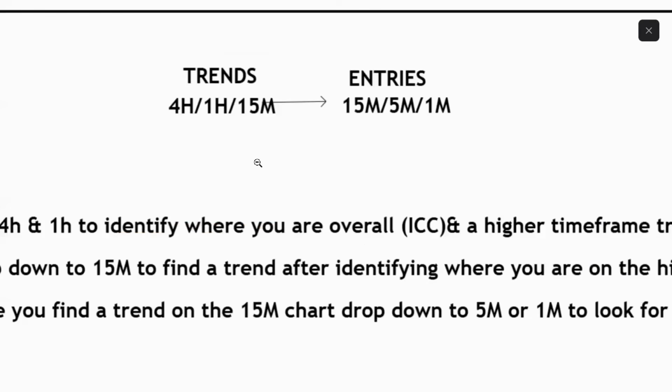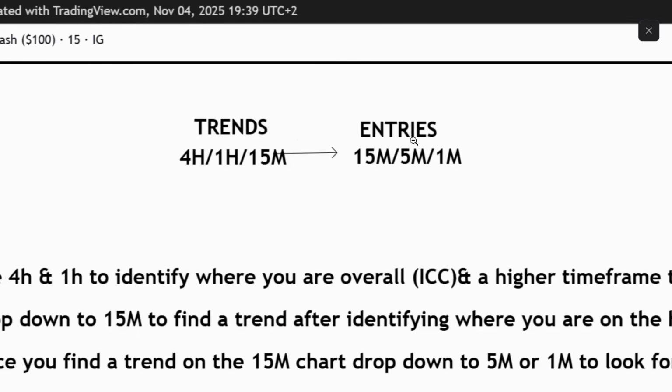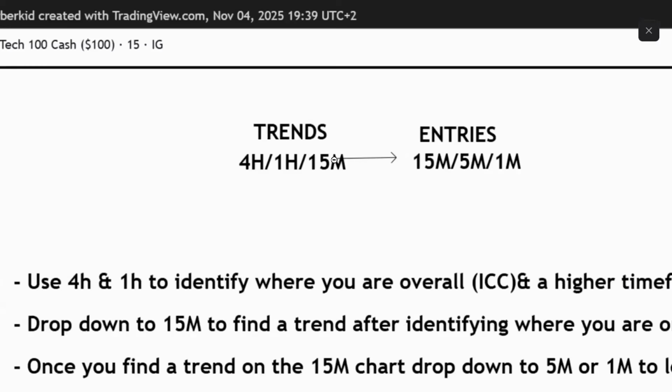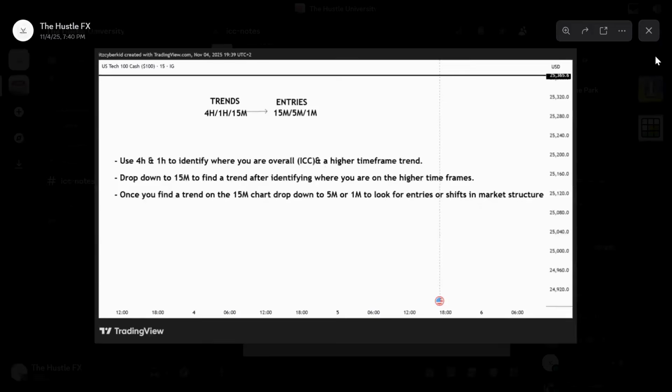You can find the trends on the 15-minute, 4-hour, and the 1-hour. And your entries can also come from 15 minutes, 5 minutes, and the 1 minute. But when you find the trend on the 15-minute, you can usually scroll down to 5 and 1 minute to get those entries. So yeah, pretty much.